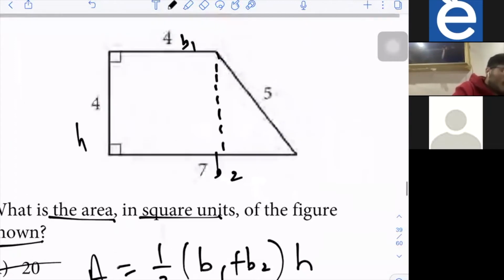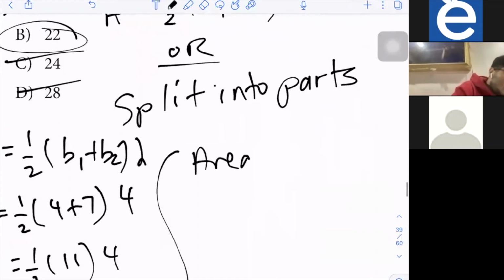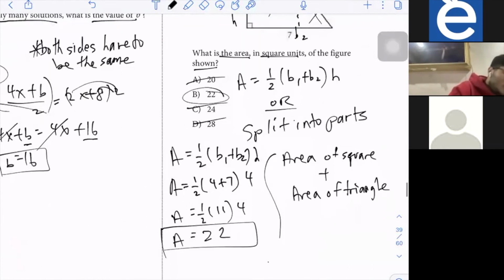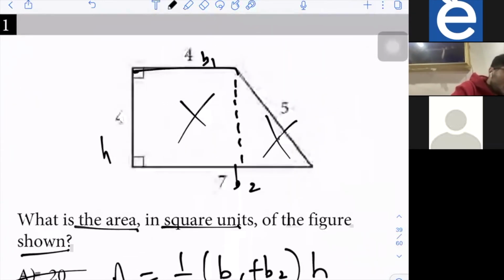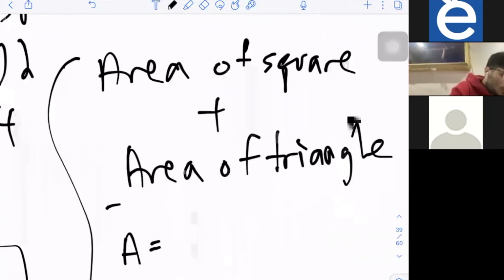You can divide it into a square and a triangle. So you can do area of square plus area of triangle. For the square, if you know this entire thing is 4, you do 7 minus 4 to get 3. So this side is 3, and this side has to equal 4, because in a square, all sides are equal. So total area is equal to s squared plus 1/2 base times height.